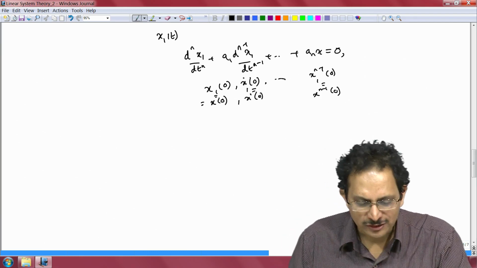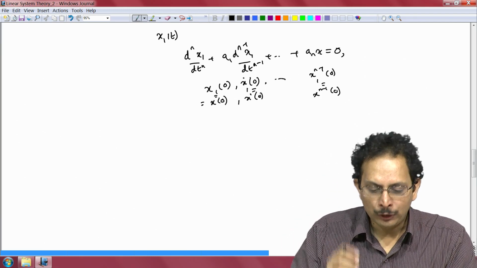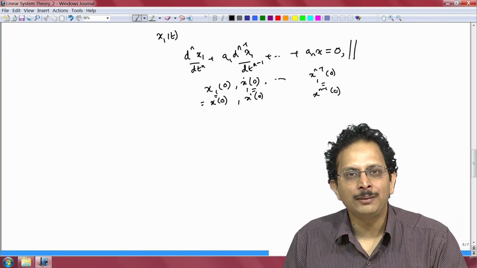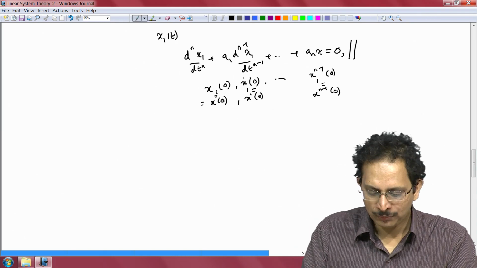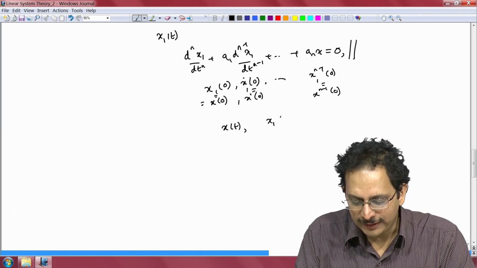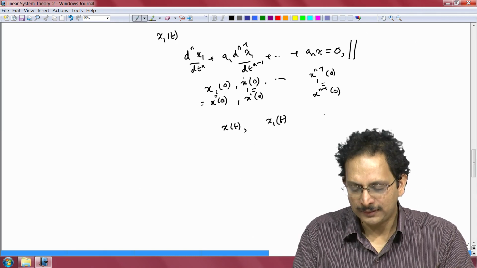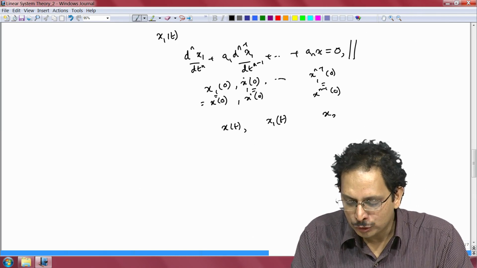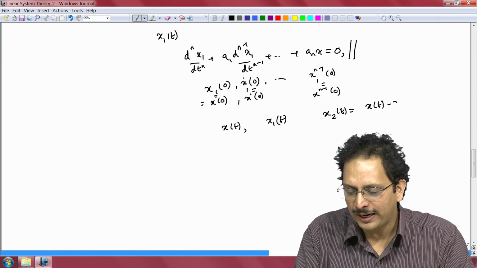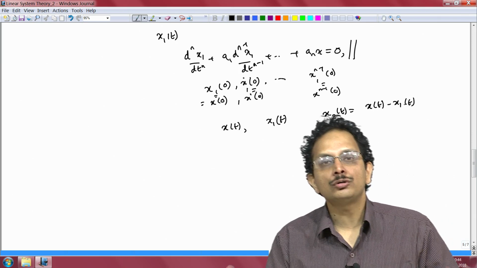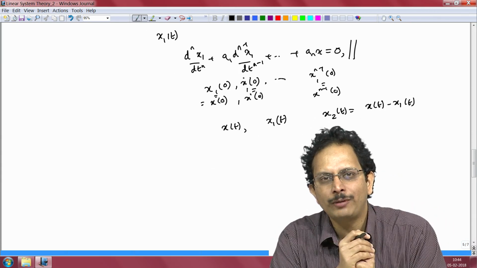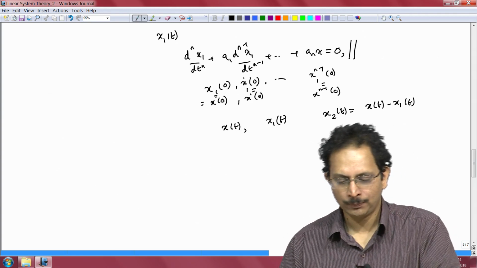Suppose that were to exist, then I know that since I am dealing with a linear time invariant differential equation, if x of t is a solution and x1 of t is also a solution, then I can conclude that x2 of t, which is the difference between x of t and x1 of t, is also a solution to this differential equation, because superposition is valid in case of linear systems.